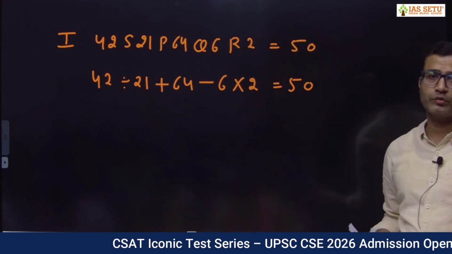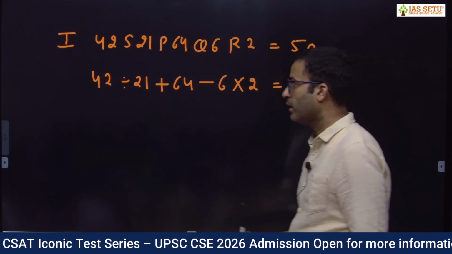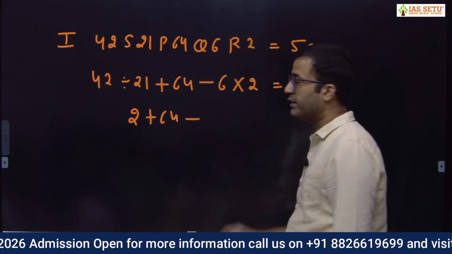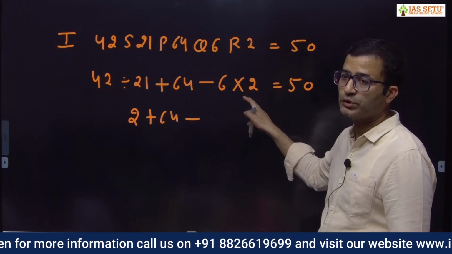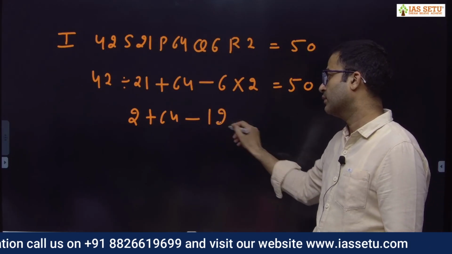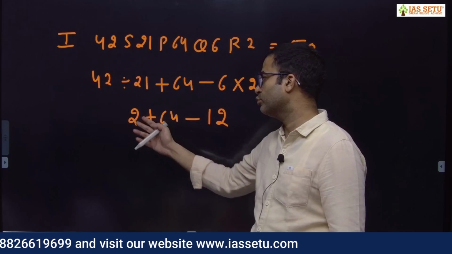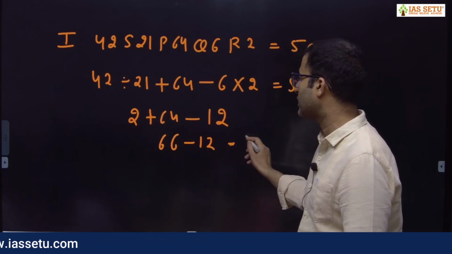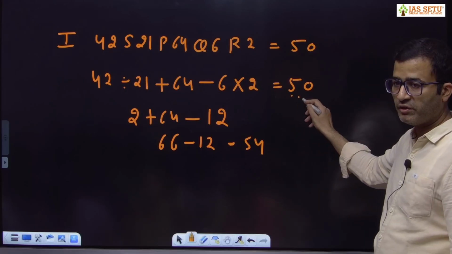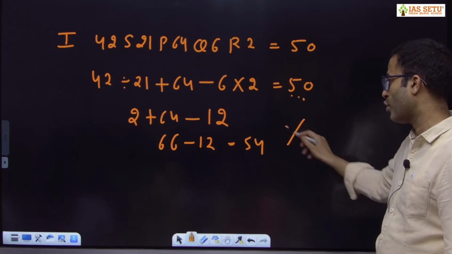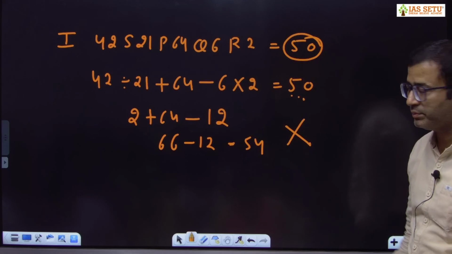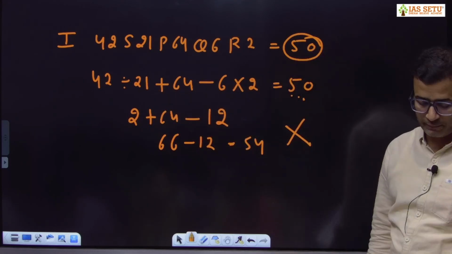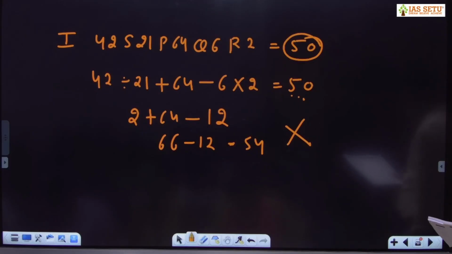Now you apply your rule. First you have to do division. So 42 divided by 21 is 2, plus 64, then multiplication. What is minus 6 into 2? Minus 12. Then 2 plus 64 is 66, minus 12. What is 66 minus 12? 54. Here it is given 50. Is this statement correct? No, wrong. According to the calculation it should be 50, but we are getting 54. When we solved this fully, our value came to 54. So statement 1 is wrong.